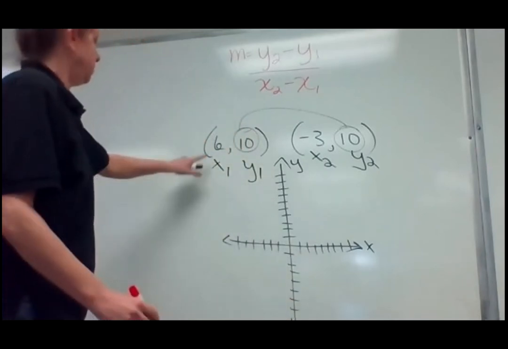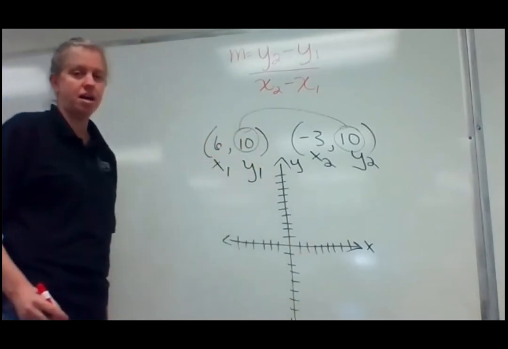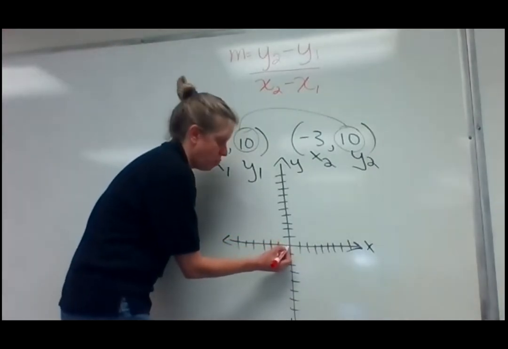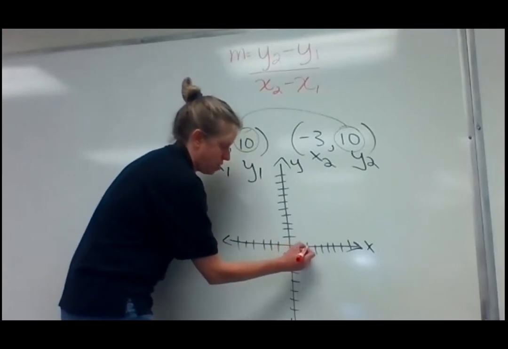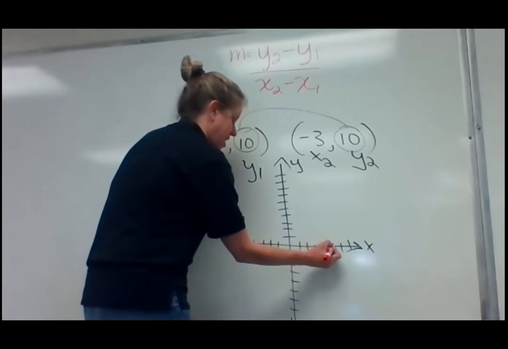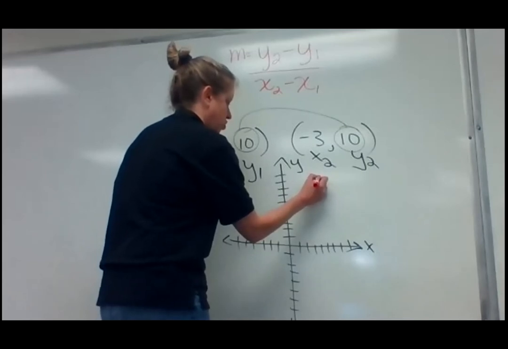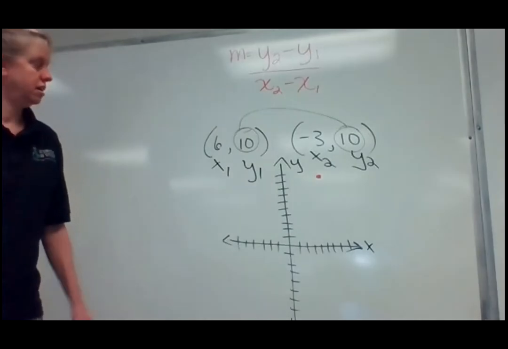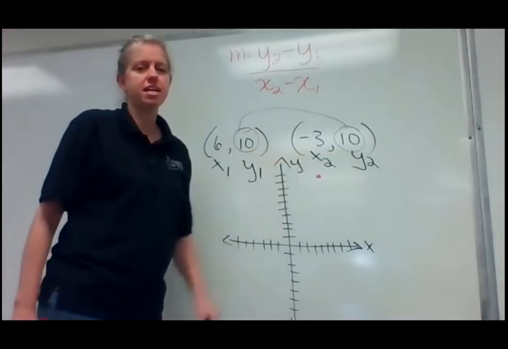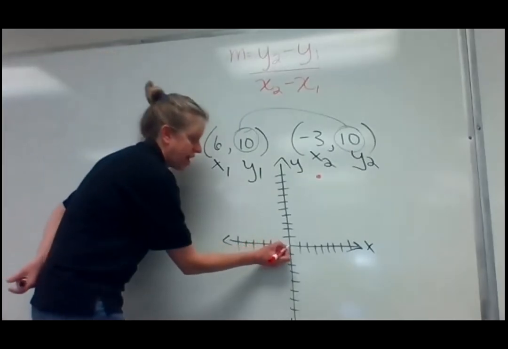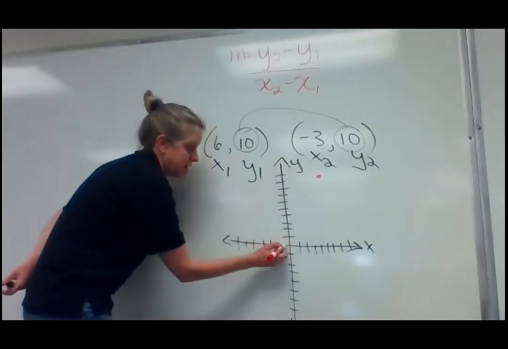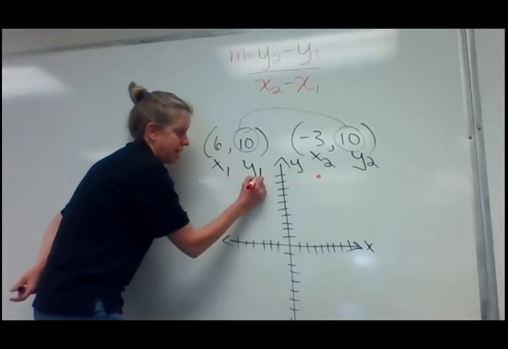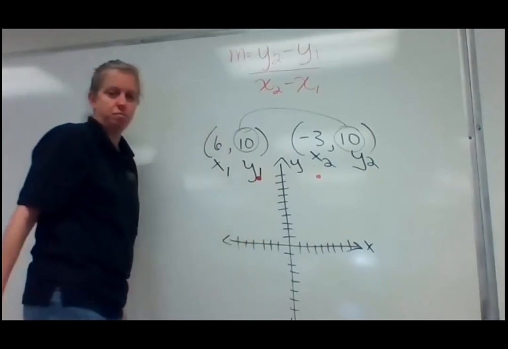And connect them. The first point would be at +6, +10. So if I'm here and I'm plotting that point, 6, 10 means to go to the right, 1, 2, 3, 4, 5, 6, and then up 10. So there's where that point would be. This point, -3, 10. So if I plot that, starting from the middle, the x being -3 tells me to go backwards to -3 and then up 10. So there's where that point would be.